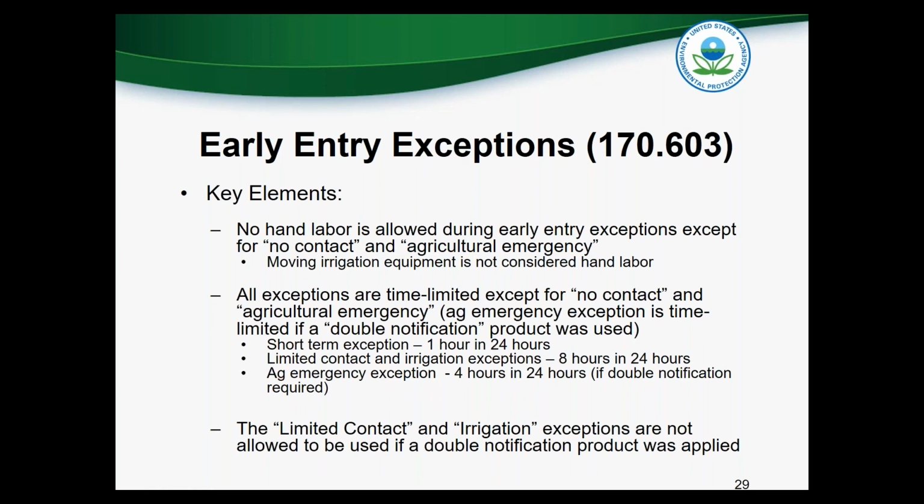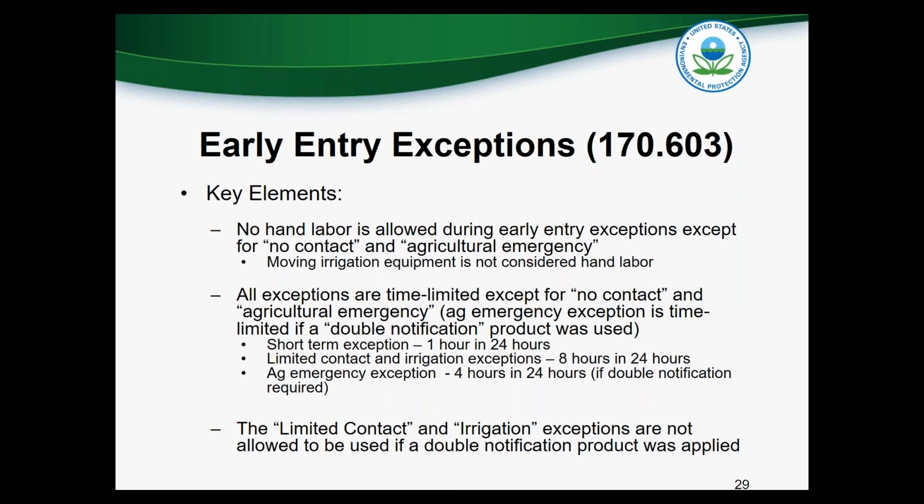The reason you can do those is, and we'll talk about this a little later, moving irrigation equipment is not considered hand labor. So that is one of the things that you can do during an REI that doesn't trigger the hand labor provision of not being able to do hand labor.